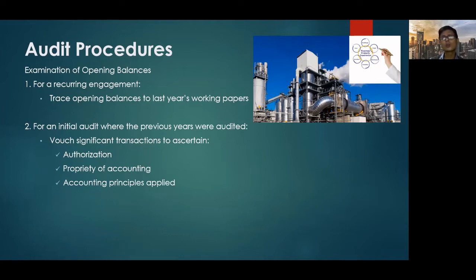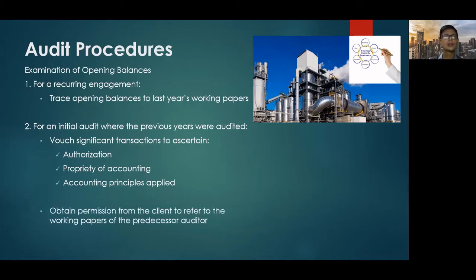So, accounting principles applied. Of course, what principles were applied, how did we arrive at the balance of property, plant and equipment? What principles were applied there, whether they're using the lower of cost or recoverable value, like the valuation earlier, and the depreciation method they used. Those are the things to check.